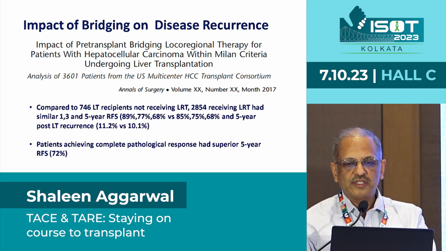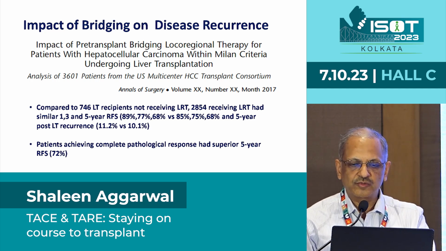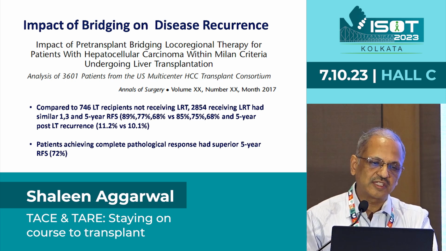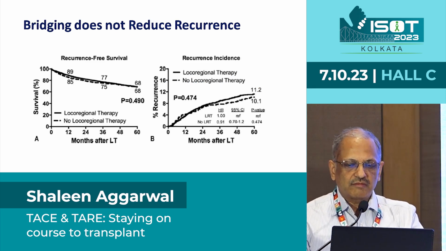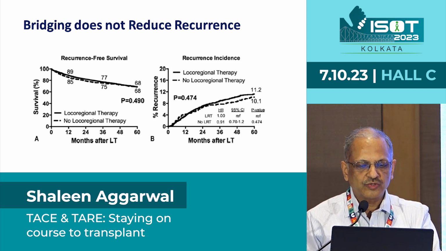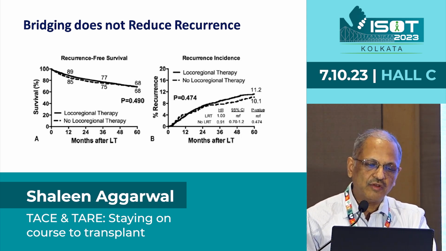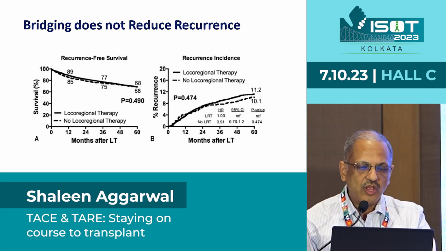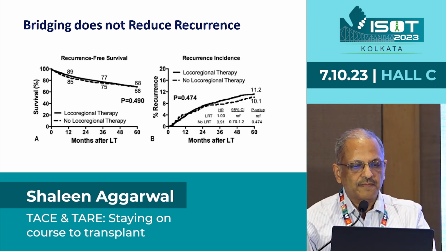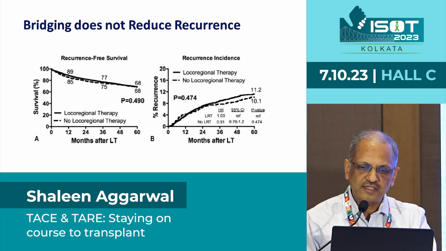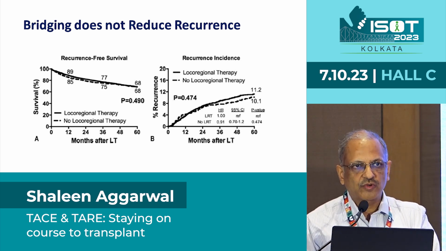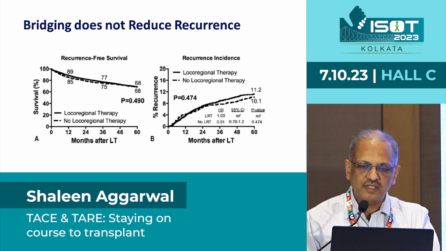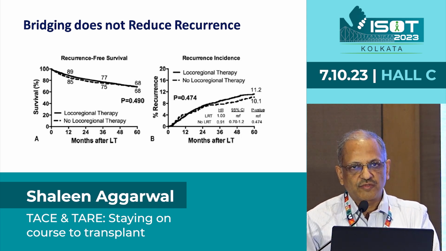But what is the impact of bridging on disease recurrence and overall survival? This was a very nice retrospective multi-center US study published in Annals in 2017, and it clearly showed that out of nearly 3,600 patients, those bridged with loco-regional therapy versus those who underwent upfront transplant had no difference in 1, 3, and 5-year recurrence-free survival or recurrence rates. So the impact of regional therapy on tumor recurrence and survival, despite reducing the dropout rate, was nil. That is, upfront transplant versus bridging, with Milan it is called bridging. There was no difference in outcomes in terms of recurrence or recurrence-free survival.